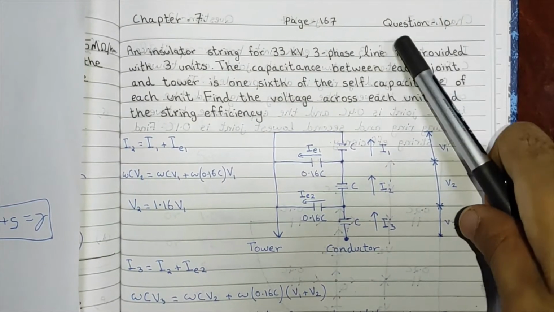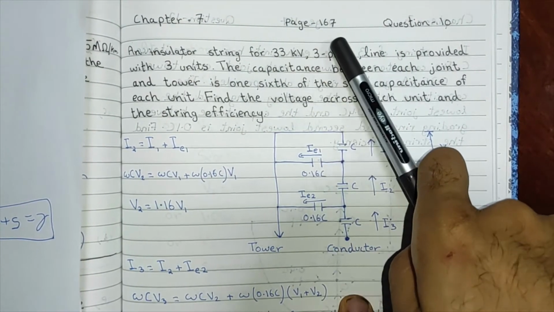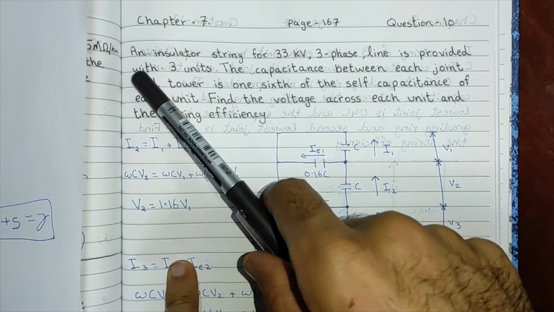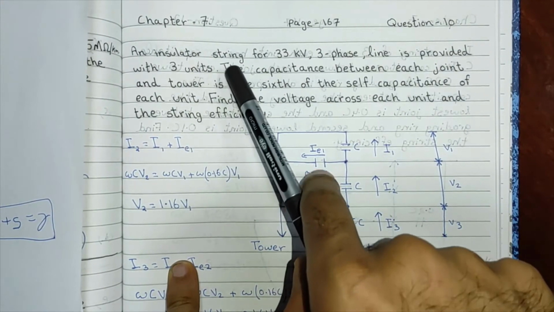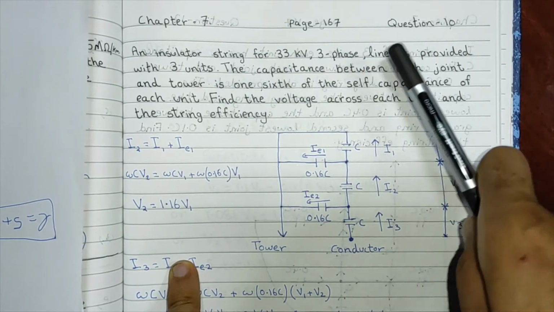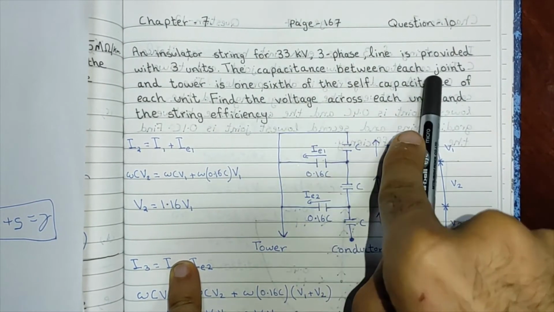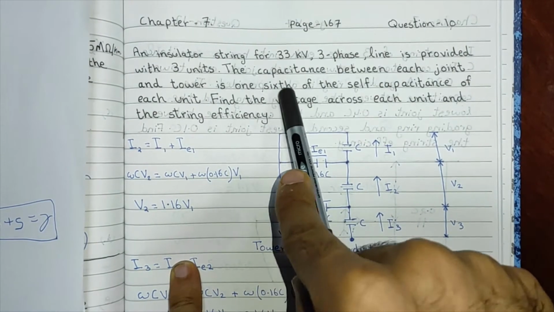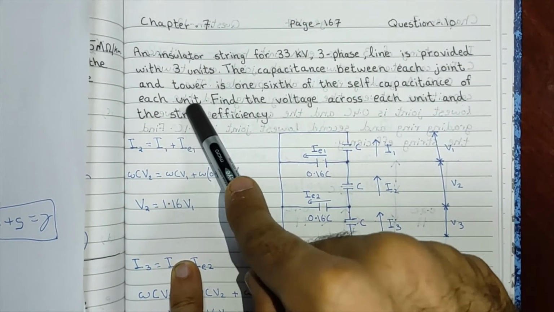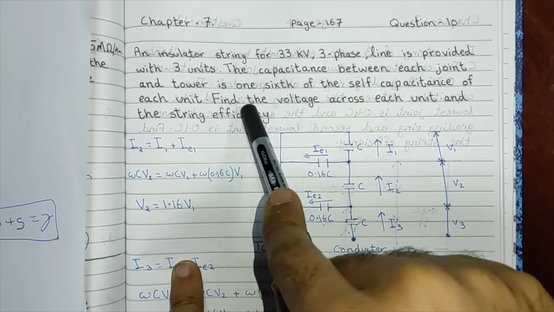So this is question number 10 of chapter number 7. You can find it on page number 167. The question says that an insulator string for a 33 kV three-phase line is provided with 3 units. The capacitance between each joint and tower is 1/6 of the self-capacitance of each unit. Find the voltage across each unit and the string efficiency.